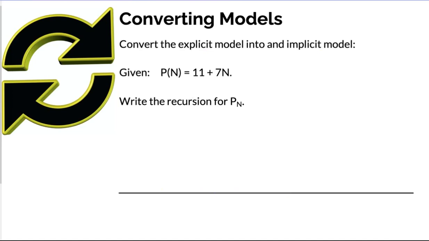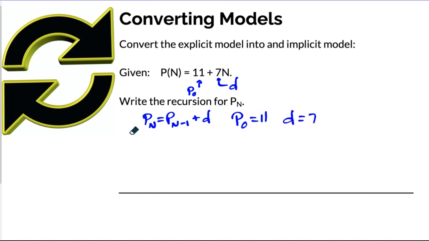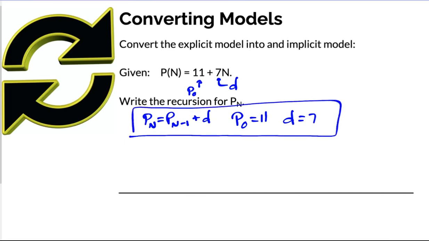Similarly, we can take an explicit model and convert it into a recursive model. So here we understand that the number multiplying n is our d value. That means the constant being added to it is our initial population, P0. And we would write the formula for recursion, which is P sub n equals P sub n minus 1 plus d. P0 equals 11, and d equals 7. And this would be our recursive model.